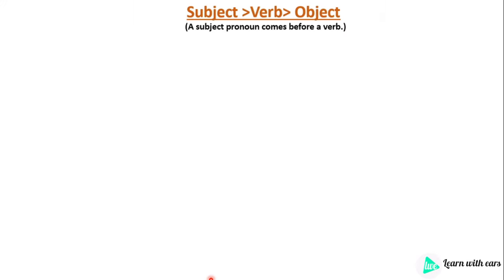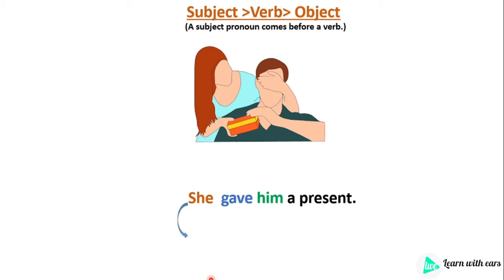Now next, we need to understand a subject pronoun comes before a verb. For example, she gave him a present. Okay, so she is subject pronoun because she is a doer. Gave is a verb and him is object pronoun. She is a doer, she is a subject pronoun, and him is a receiver. Him is an object pronoun. Okay, a subject pronoun comes before a verb. This is a verb, and before a verb, this is a subject pronoun.